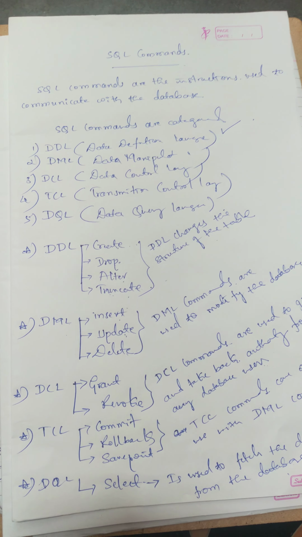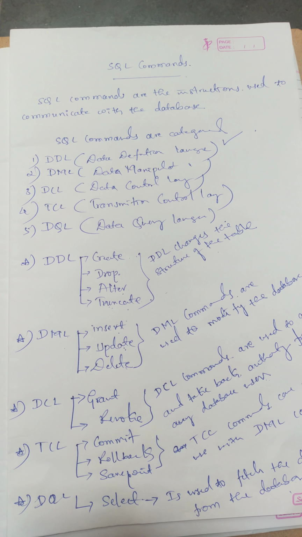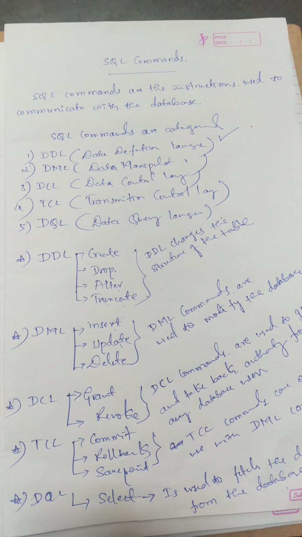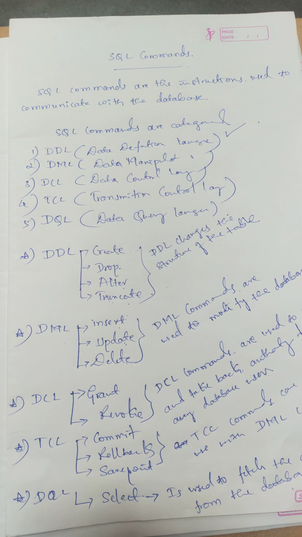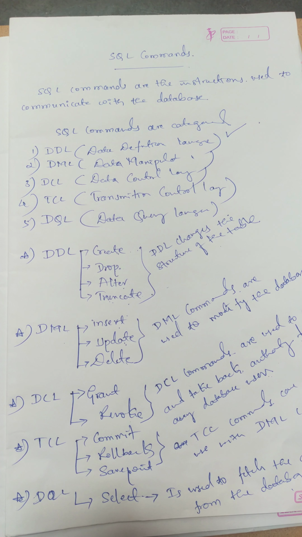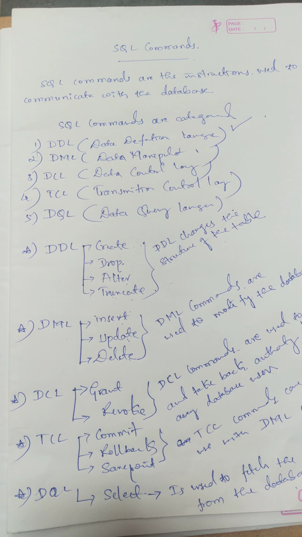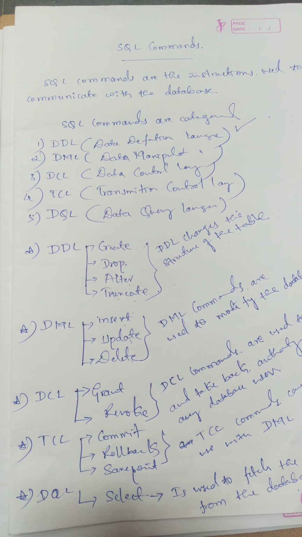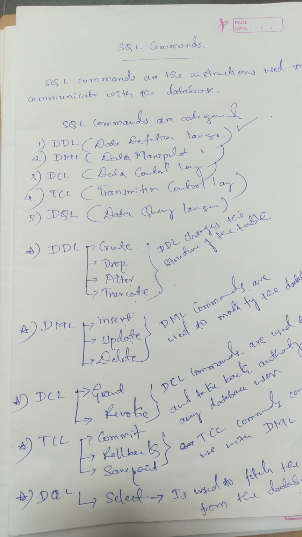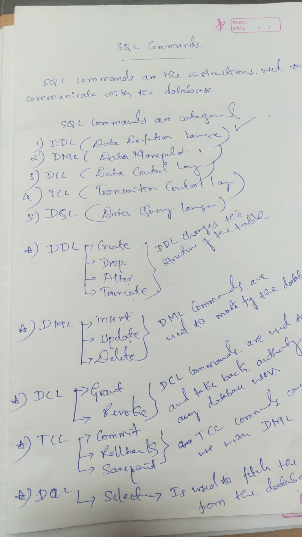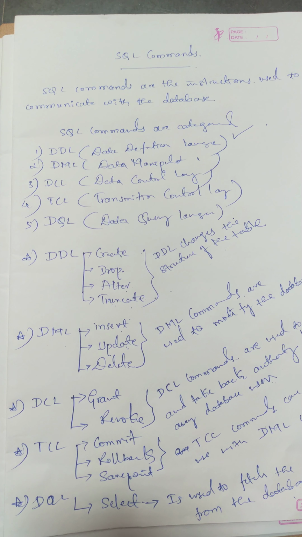Good morning, students. In the last class we discussed SQL commands. SQL commands are the instructions used to communicate with the database, and we have many commands. All the SQL commands are categorized into five types: DDL, data definition language; DML, data manipulation language; DCL, data control language; TCL, transaction control language; and the last one, DQL, data query language.